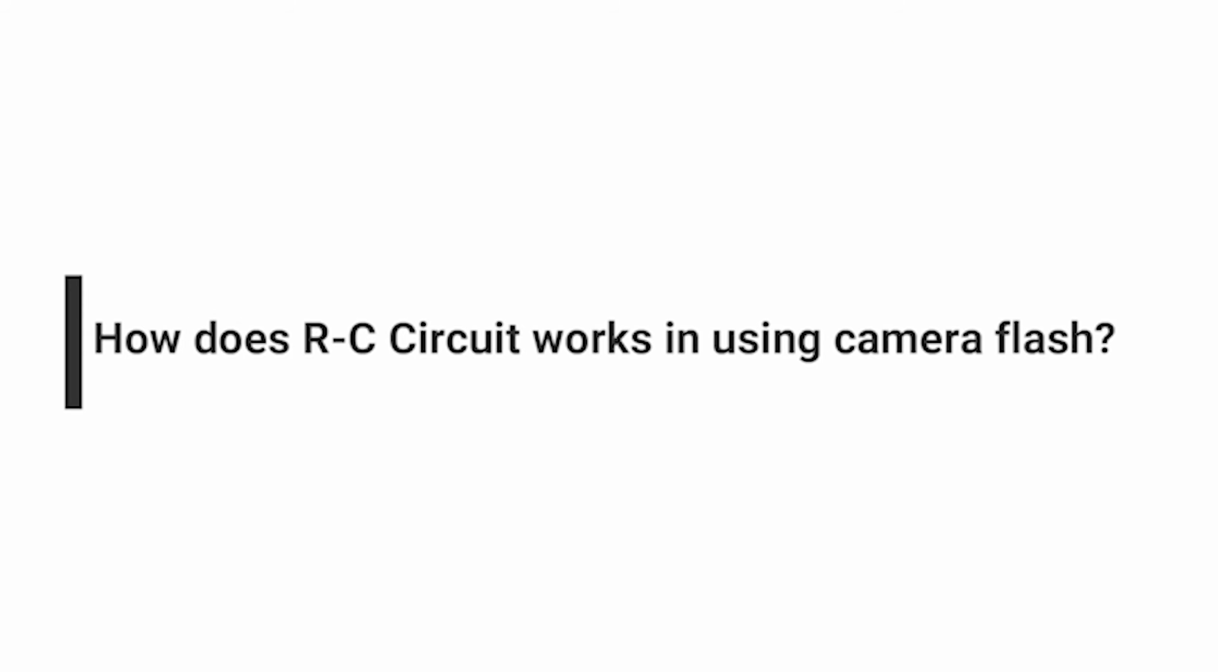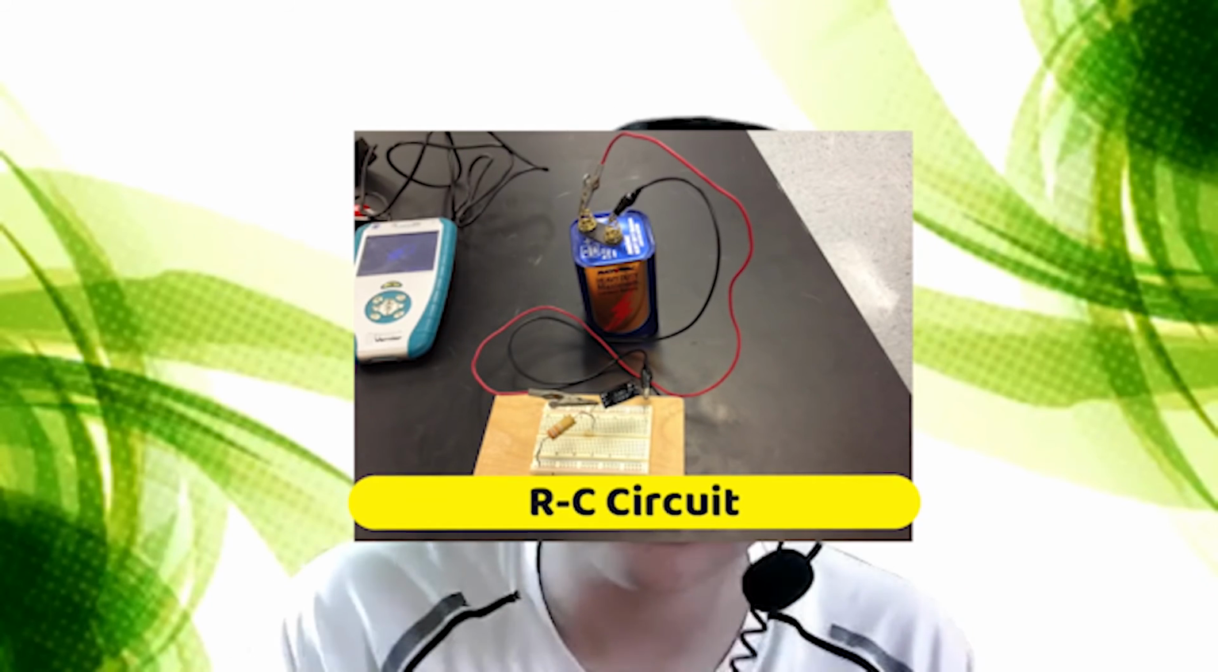How does an RC circuit work in a camera flash? The reason why the camera flash fades away instantly is that the one responsible for it is the RC circuit, charging and discharging the charges to allow the camera flash to do its function. Now, allow me to elaborate further on the concept of how an RC circuit works using a camera flash.